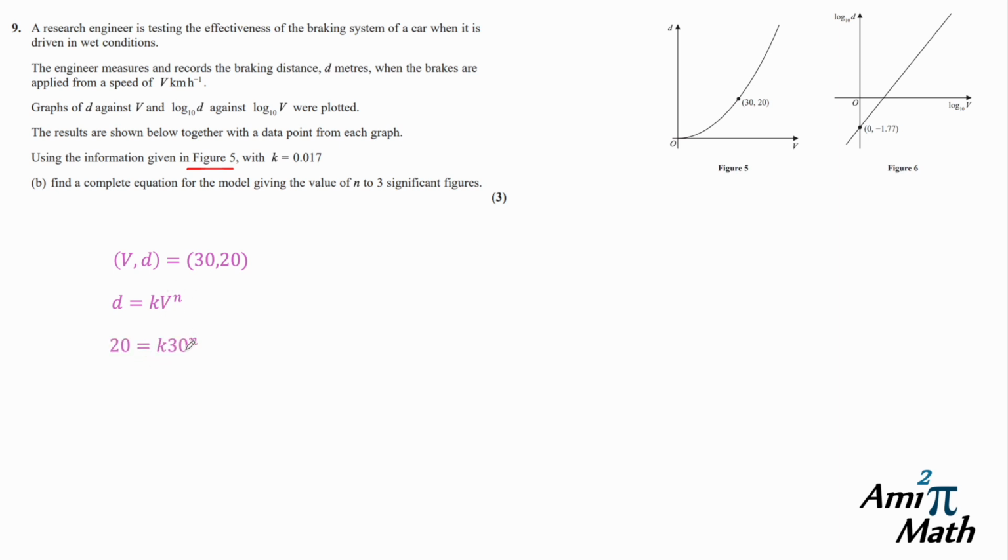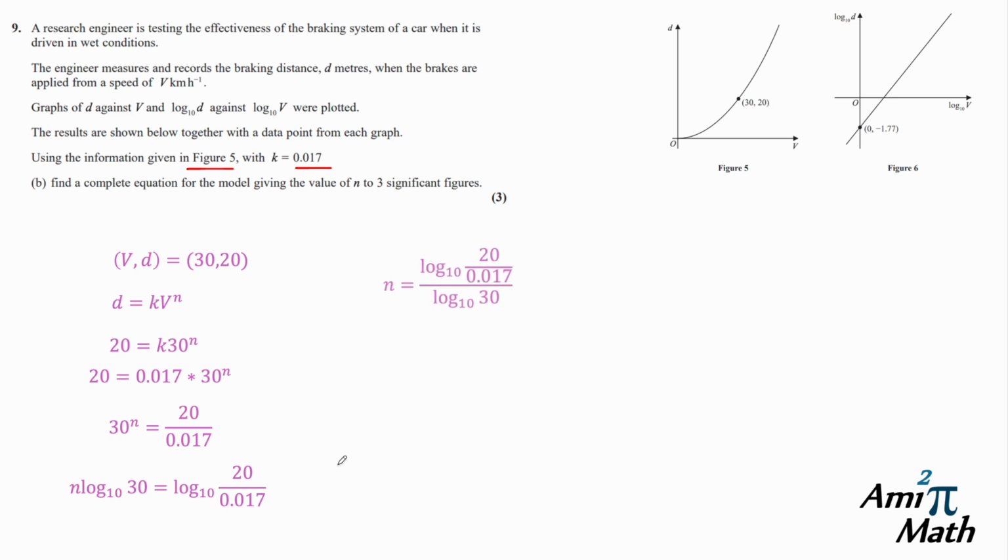Then we can put the V and D coordinates into this equation to work out the value of n. So 20 equals k times 30 to the power of n. k is 0.017, so 0.017 times 30 to the power of n equals 20. Then you get 30 to the power of n equals 20 divided by 0.017. You can take log 10 of both sides and divide everything by log 10 of 30, and this will give you n. Do this in your calculator and you will get n is approximately 2.08. So we can rewrite this equation as D equals 0.017 V to the power of 2.08.